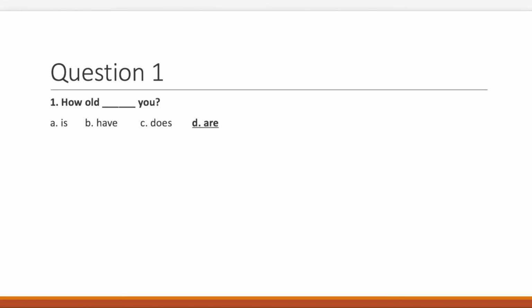Question 1. How old blank you? Again, in this question, the subject is you, so we have to choose D, are. Question 2. Does Sarah blank homework tonight? Again, we have a clue in the beginning of this question. We have does. We know from our lesson that when we use the helping verb do or does, the main verb in the question is have. Therefore, our answer is A.